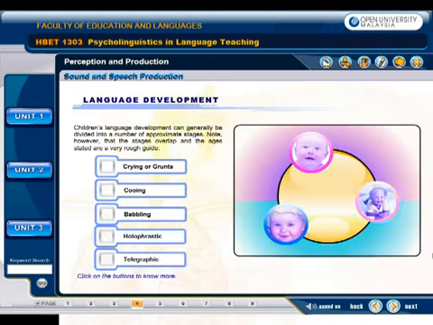Children's language development can generally be divided into a number of approximate stages. Note, however, that the stages overlap, and the ages stated are a very rough guide. Crying or grunts, cooing, babbling, holophrastic, and telegraphic. Click on the buttons to know more.